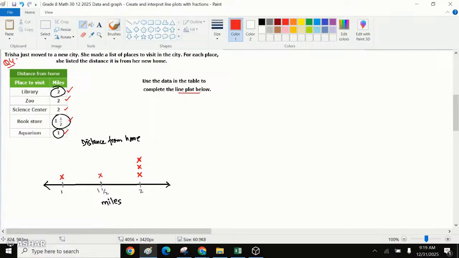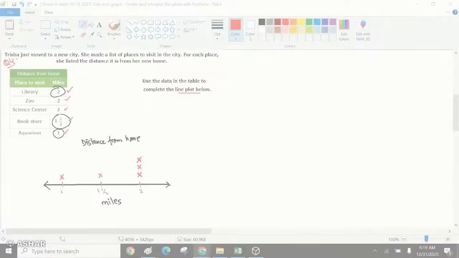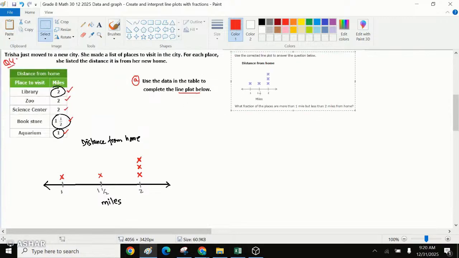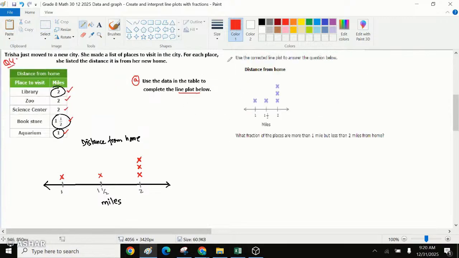We've completed the line plot. From the line plot, we can get the information how many places are there at a particular distance from the house. Let's see if this question will continue. They are saying, use the line plot to find, question number 4, this would be part A. Let's label this as the first part of the question, and let's do the second part of the question, for B.